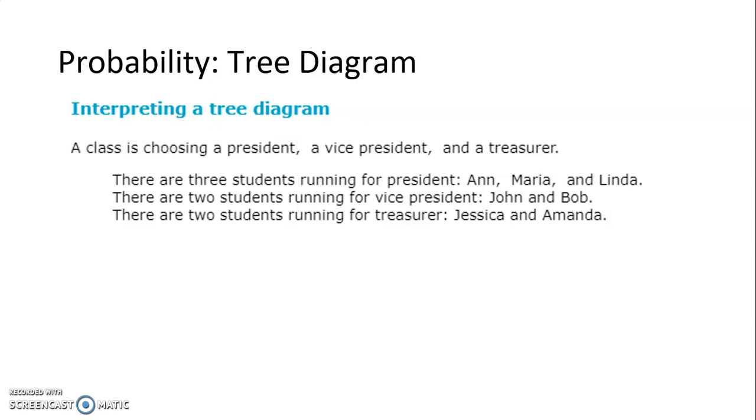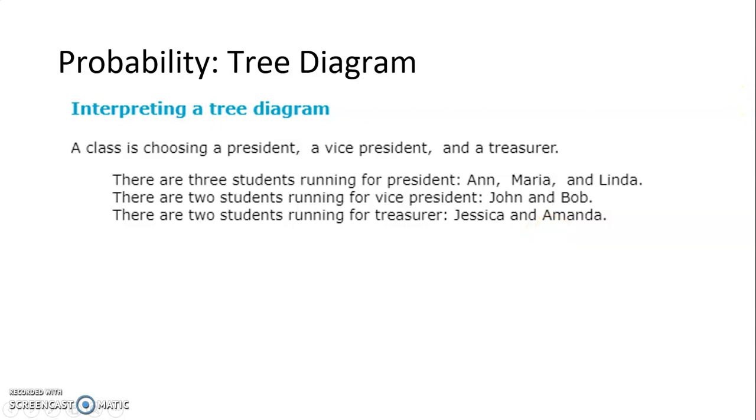So you don't actually have to make these necessarily to calculate probabilities, but it's good to interpret and practice with one of these tree diagrams. So here we have a class choosing a president, a vice president, and a treasurer, like a student government, for example. There are 3 students, Anna, Maria, and Linda, running for president, 2, John and Bob, running for vice president, and 2 students running for treasurer, Jessica and Amanda.